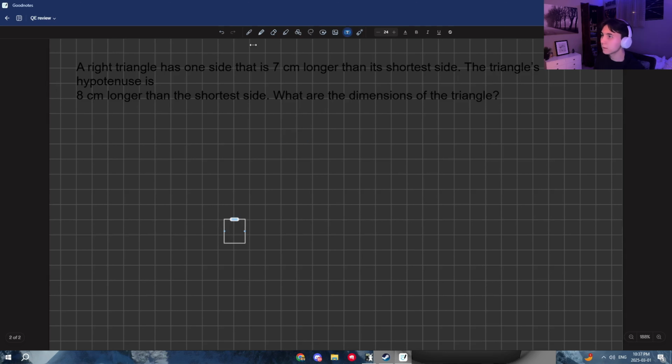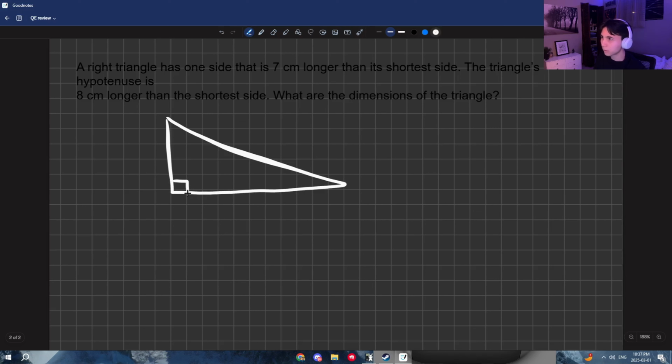Alright, so we have this word problem here, and it says a right triangle has one side. So we're going to draw a right triangle. And one side that is 7 centimeters shorter than its longest side. So let's say x is its shorter side, and one side that is 7 centimeters longer, so x plus 7. The triangle's hypotenuse is 8 centimeters longer than its shorter side, so we're going to get x plus 8 as our hypotenuse. So what are the dimensions of the triangle?